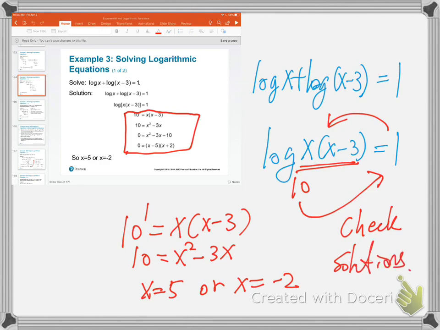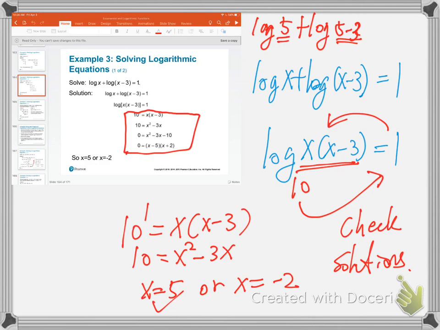How to check solutions? You plug in. So when you plug in 5, that's okay, right? If x is 5, what do you got? You got log 5 plus log of 5 minus 3. So everything is positive. So this is 5, this is 2. So solution number 5 is okay.